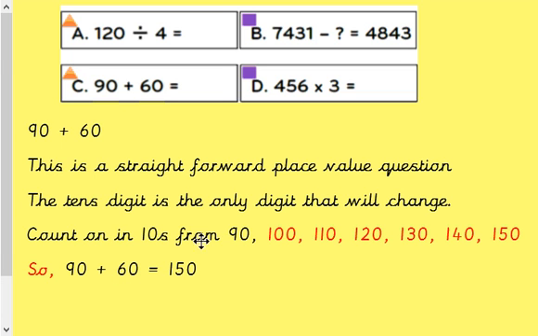The other method you could have used might have been to think in your head, you might have been able to partition 60, and you might say, okay, I'm going to add 10 to 90 to make 100, and then add the other 50 that's left to make 150. It'd be your choice. You could choose whatever method you like.